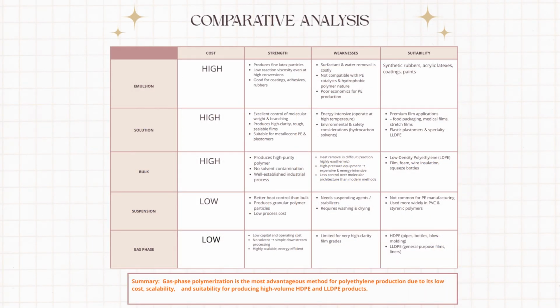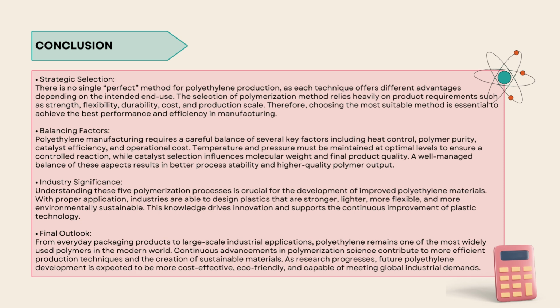So this is the comparative analysis of the 5 polymerization methods for polyethylene production. The first one is emulsion, the second one is solution, the third one is bulk, the fourth one is suspension, and lastly is gas phase. So the summary is that gas phase polymerization is the most advantageous method for polyethylene production due to its low cost, scalability, and suitability for producing high volume HDPE and also LLDPE products.